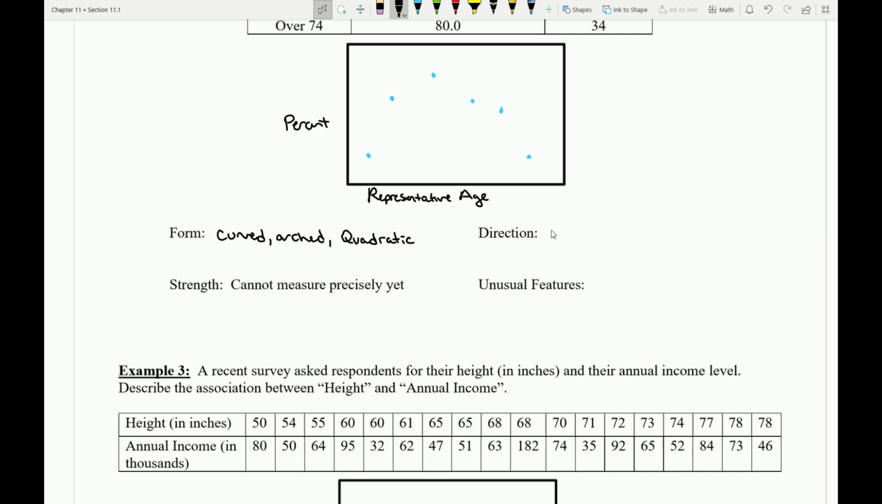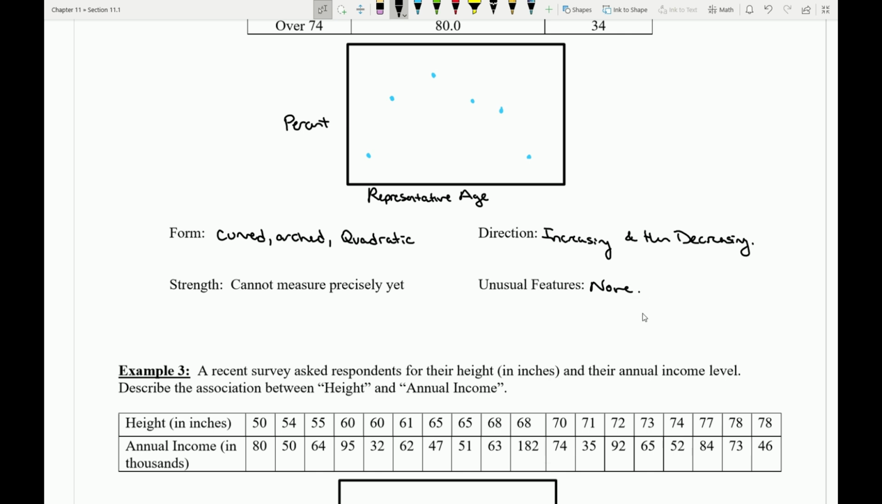When I talk about direction, well, it's not only going up and it's not only going down. So I might say that this is increasing and then decreasing. That seems pretty fair. Unusual features, I don't really think we have any here.